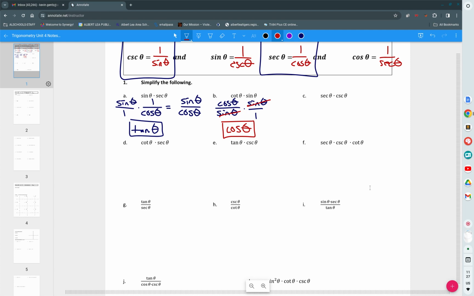Never in my life would I have thought a math problem would have COS, a circle with a line through it.